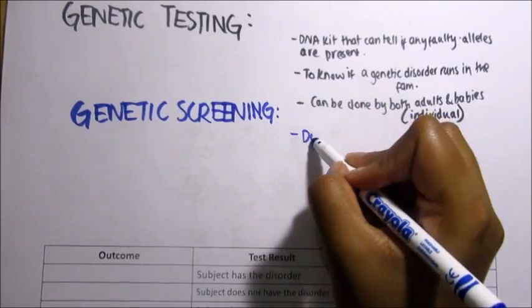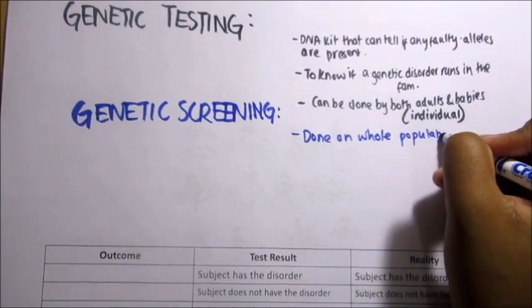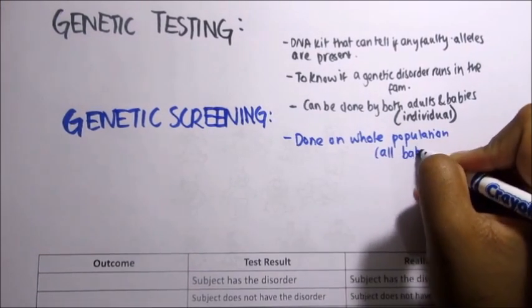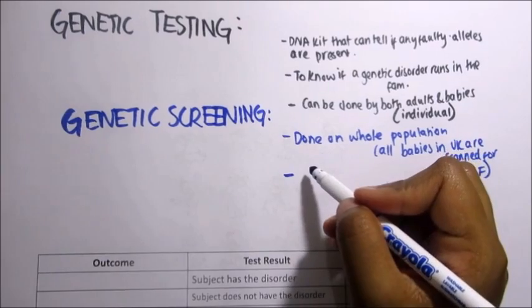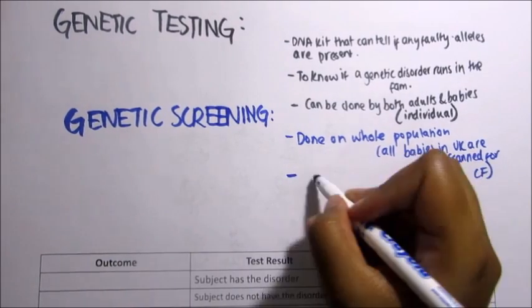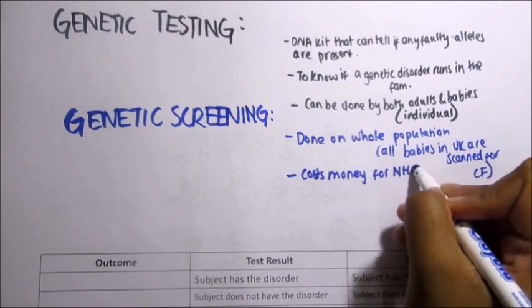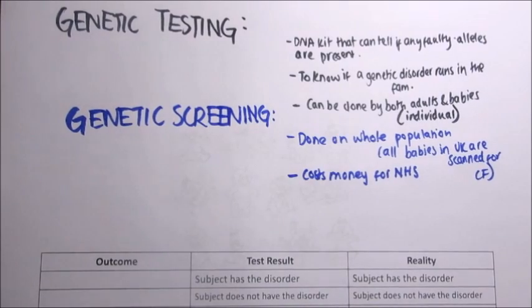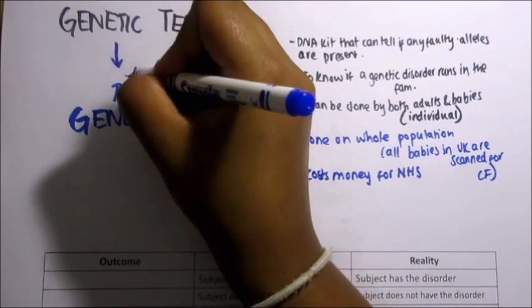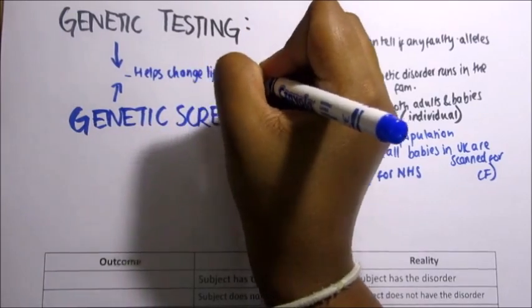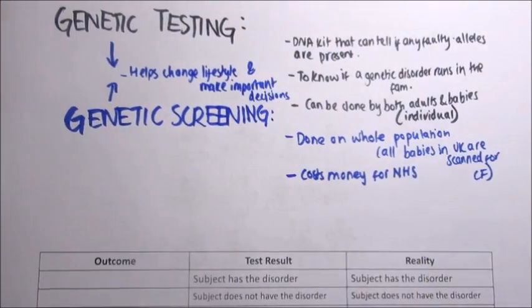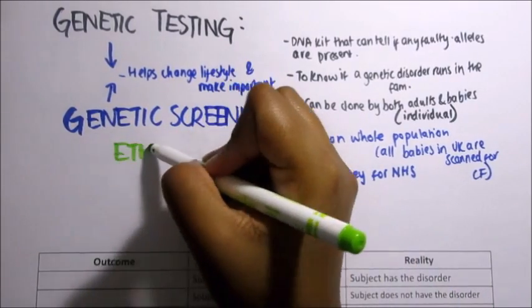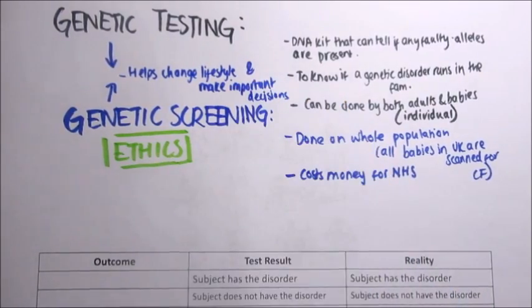However, genetic screening is done on the whole population. All babies in the UK are scanned for cystic fibrosis. It costs money for the NHS to do it, but they do it for free, whereas I think genetic testing you'd have to pay privately. Now, genetic testing and genetic screening help change lifestyle and make important decisions, and allow you to plan ahead.